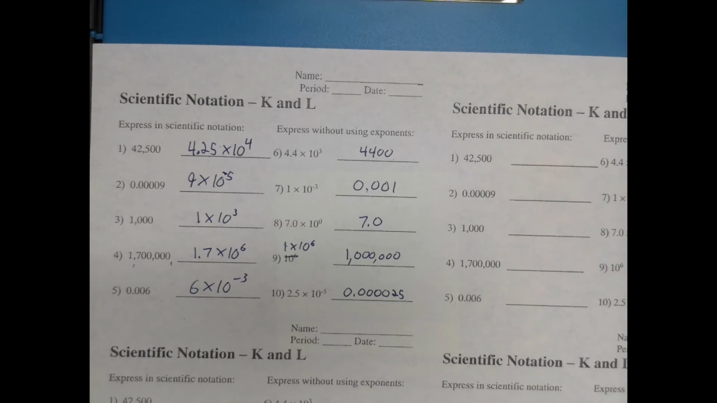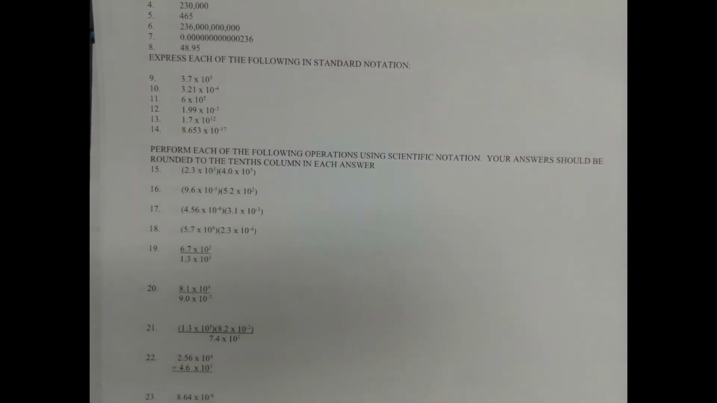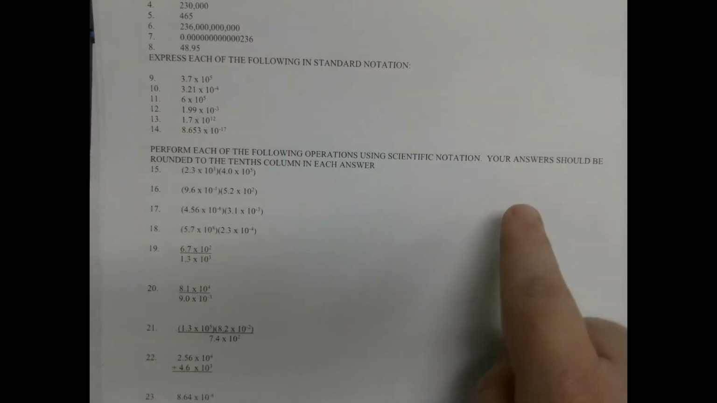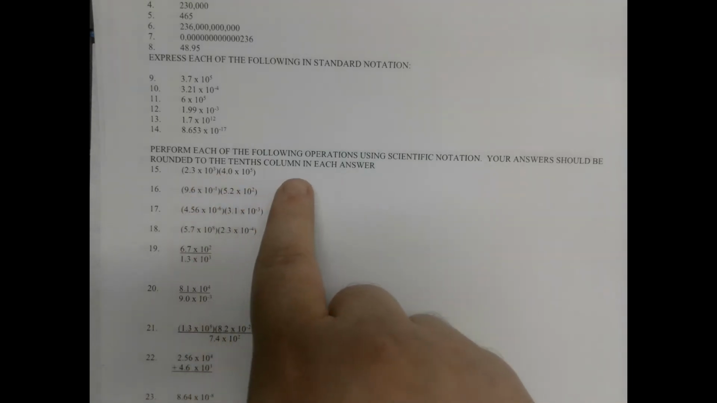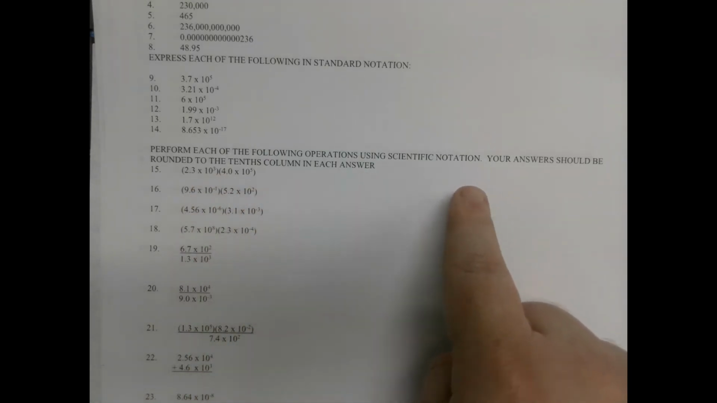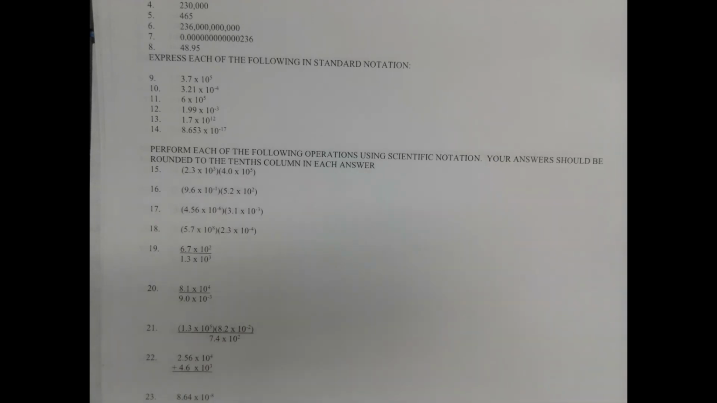Yes, for number 15, for example, looking at your homework, just multiply them together. It says perform each of the following operations using scientific notation. Your answer should be rounded to the 10th column in each answer. I think last year I modified this, but I don't really care. I think I said to use significant figures on this. But yeah, just multiply these together and put your answers in scientific notation.